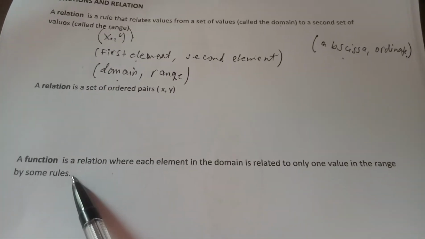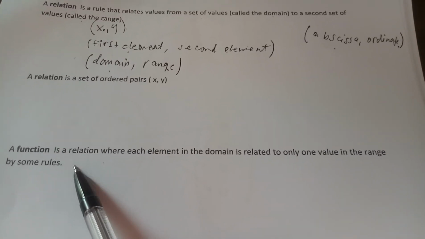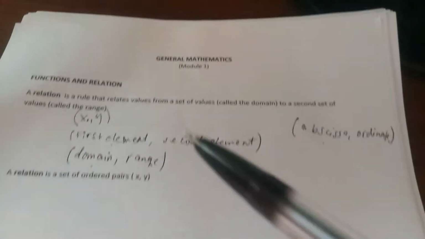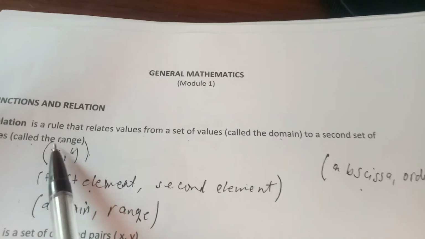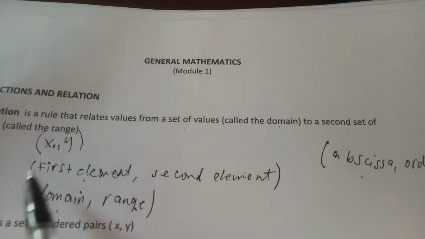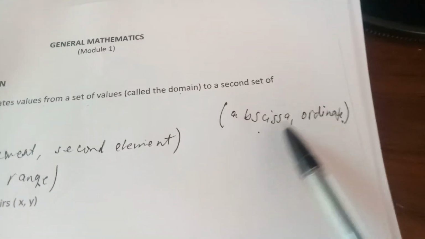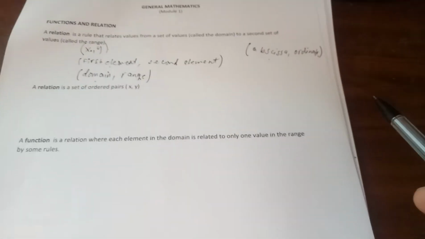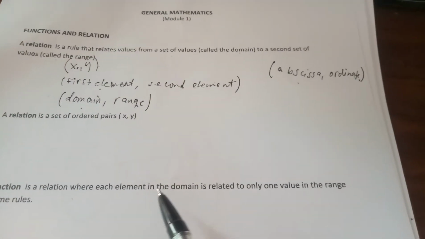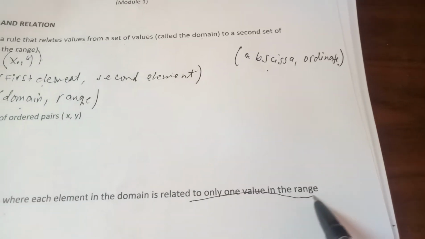Another one, a relation is said to be a function if and only if no two ordered pairs have the same first element. Meaning, whatever the value of x, no value is repeated among all the x. No repeated value in the first element, in the domain, in the abscissa. Understood? It is a relation where each element in the domain is related to only one value in the range.